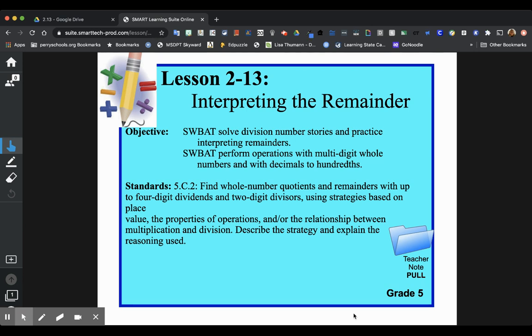And it is the last lesson of Unit 2. We are on 2.13, interpreting the remainder. We've been working on partial quotient, and today we're going to solve division number stories, practice interpreting those remainders. We're also going to perform operations with multi-digit whole numbers. Let's go.